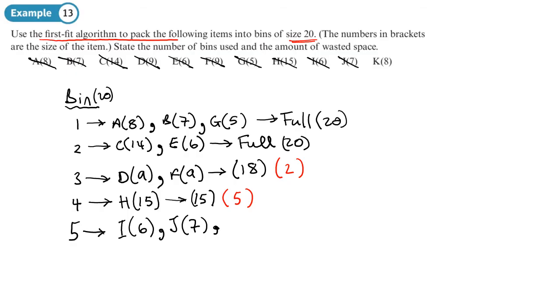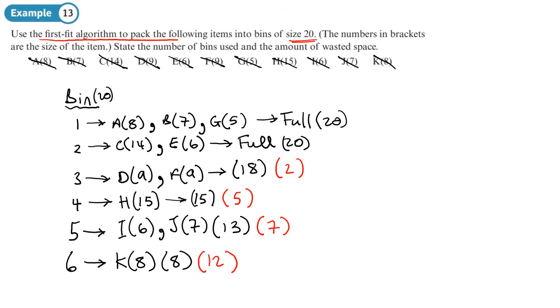Problem is you cannot fit K in there. So this has used 13. So we've got 7 of wasted space. So we have to go onto a 6th bin. And that will just be K on its own. So that uses 8, which means that there's 12 wasted space in that bin. So you can see that 6 bins are used.